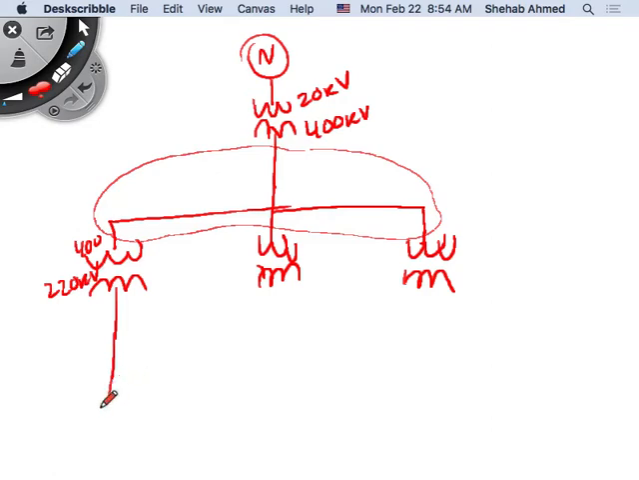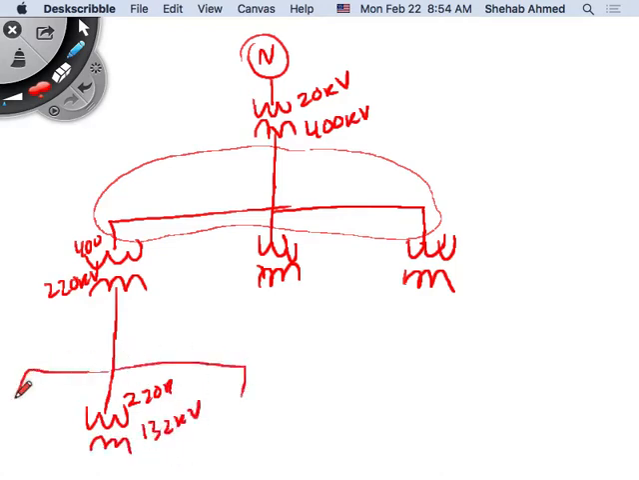And then what are you going to do? You're not using anything at 220. Ras Laffan takes 132 kilovolts. So you're going to transfer the 220 kilovolts down to maybe 132 kilovolts, and then you have many of those in parallel, for example. You keep branching out, right? That's how you create your power system.